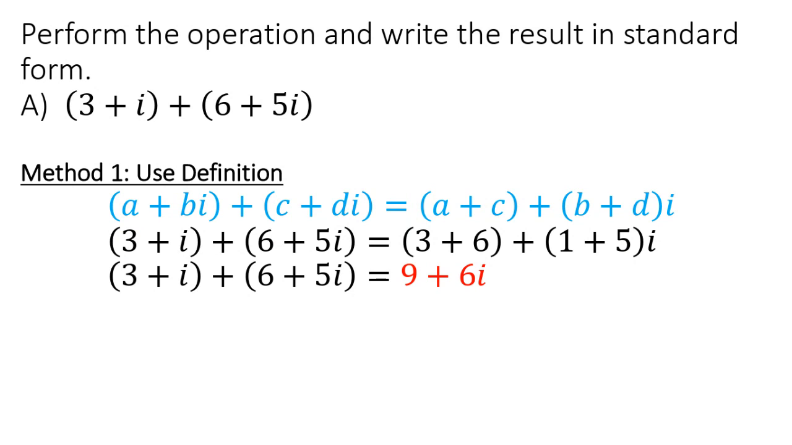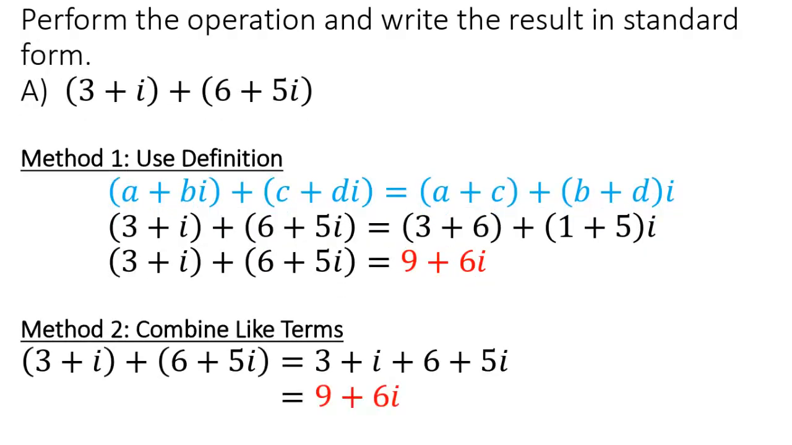Or method 2 is actually what I use. I find it easier than having to memorize this definition, okay? You can use whichever method you prefer, but I just treat it as finding like terms. So here I have 3 plus i plus 6 plus 5i. All I do is drop the parentheses, right? So I have 3 plus i plus 6 plus 5i. Then I add common terms. So 3 and 6 are common, and 6 plus 3 is 9. And then i plus 5i are common, so it's like if you had x plus 5x. And then we end up with 9 plus 6i.